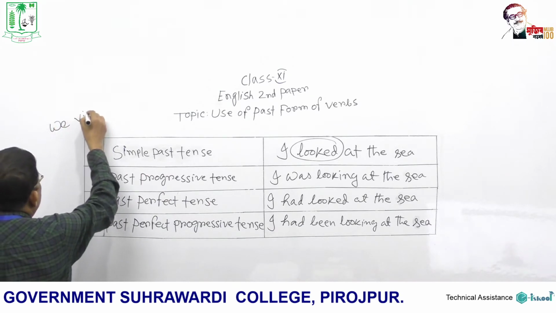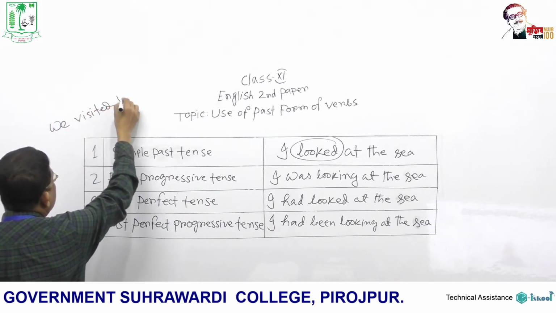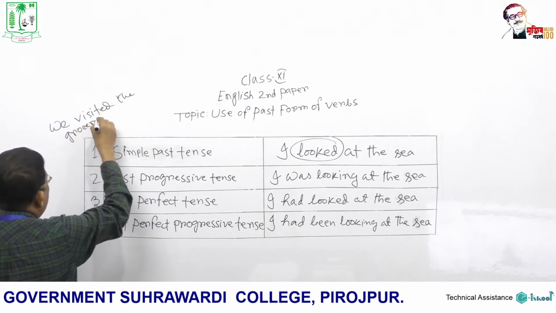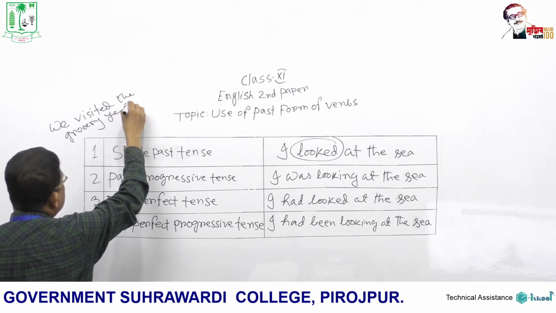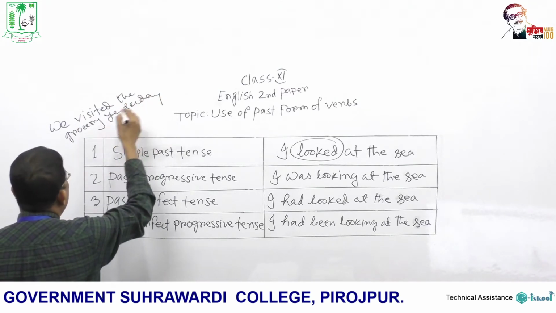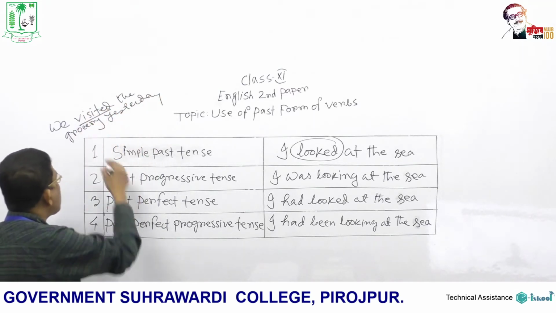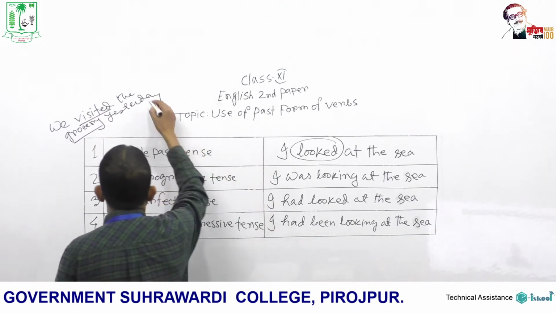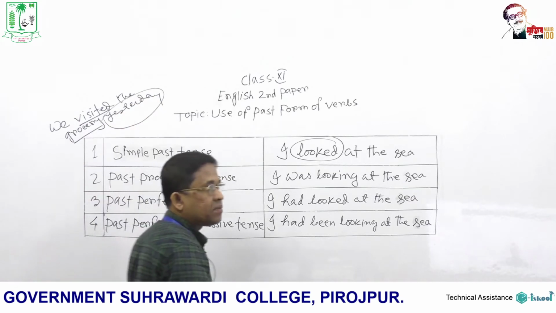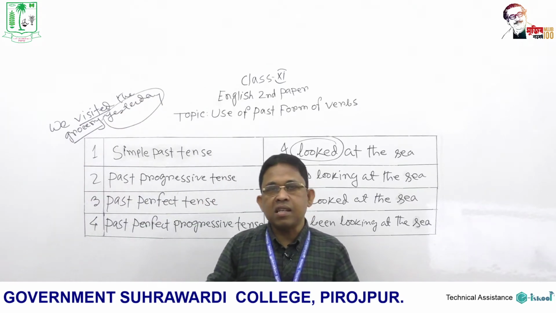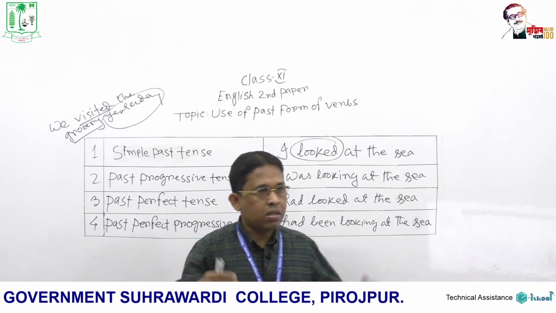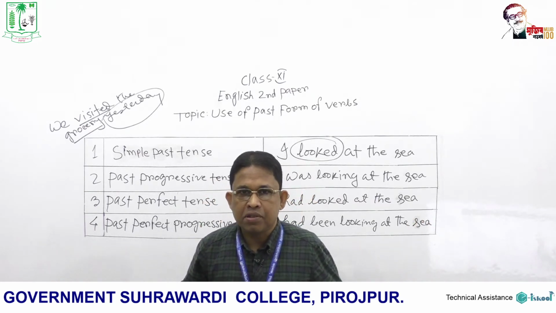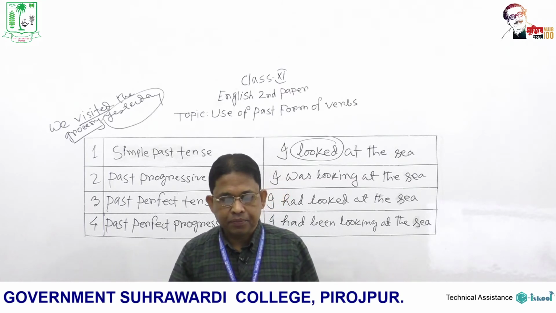We visited the grocery yesterday. Simple past tense: visited, grocery. We visited the grocery yesterday, as it is yesterday. So, past time. The simple past tense simply describes an action or some activities or states or beings which have already happened in a simple way.